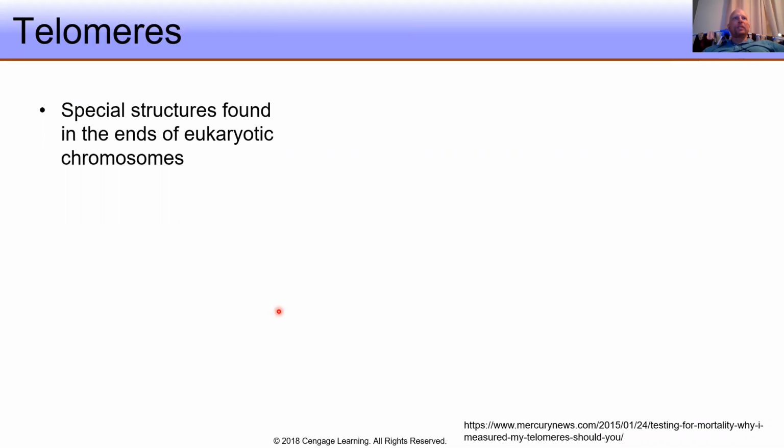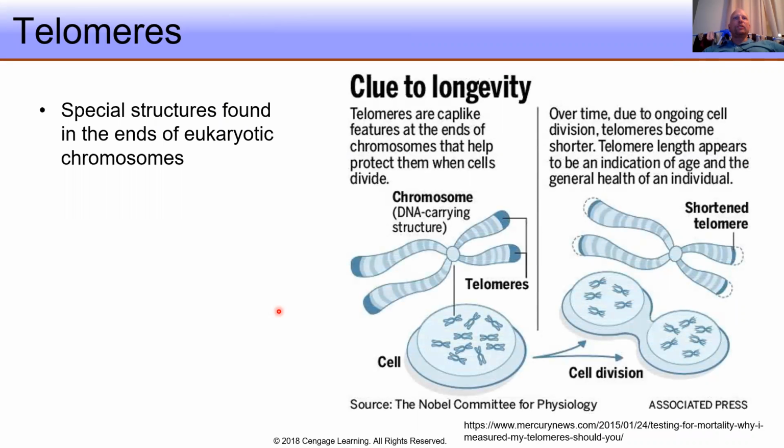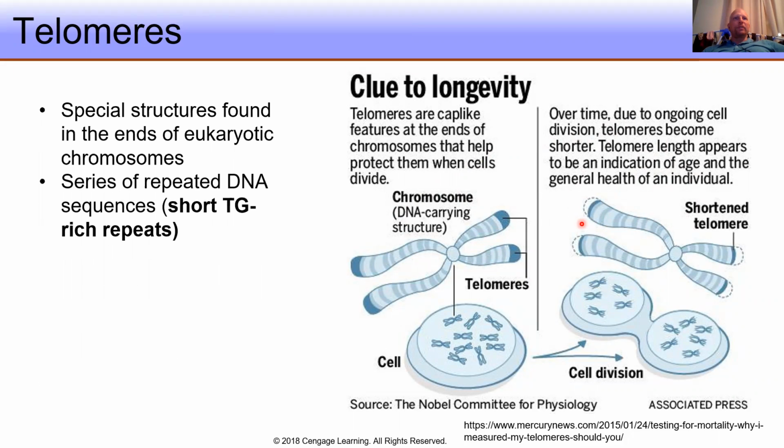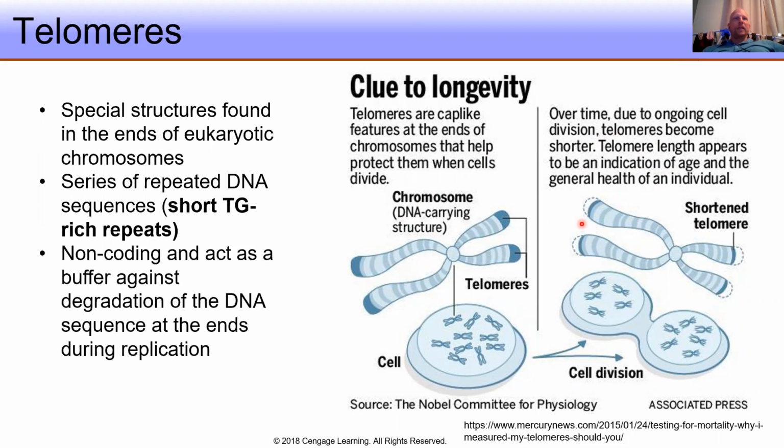Telomeres are special structures, or caps, we find at the ends of eukaryotic chromosomes, as shown here, and they protect the chromosomes when cells divide. And what we see over time is telomeres get shorter and shorter, and therefore they're an indication of the general health and the age of an individual. So they are something that's associated with the process of aging. They consist of a series of repeated DNA sequences, TG-rich repeats, and they're non-coding, and they are a buffer against the breakdown of DNA sequences at the ends of chromosomes during replication.